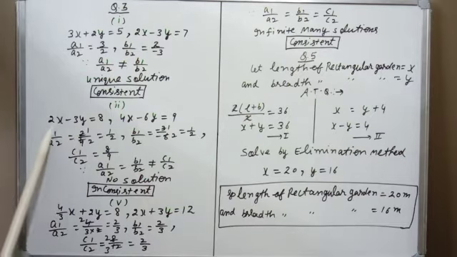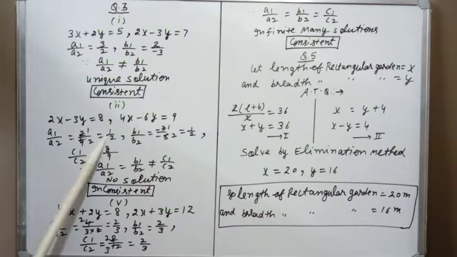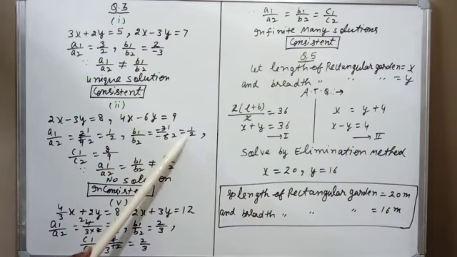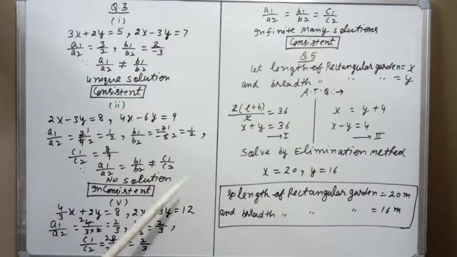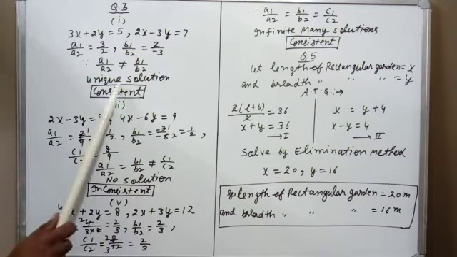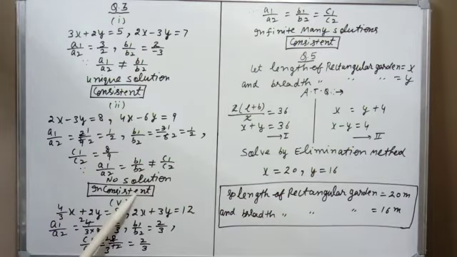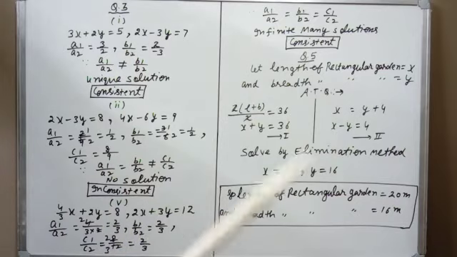Then second part, a1 upon a2, 2 upon 4, 1 upon 2, b1 upon b2, minus 3 upon minus 6, again 1 upon 2. Now these two are equal, so we will find out c1 upon c2. So 8 upon 9. a1 upon a2 and b1 upon b2 are equal, but c1 upon c2 is not equal, no solution. For the case of no solution, we always get the inconsistent case. For unique solution, consistent; no solution, inconsistent. Let us discuss one more part. Third and fourth part you will solve yourself.